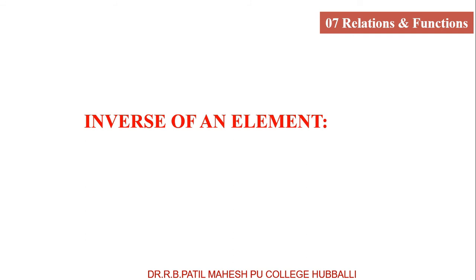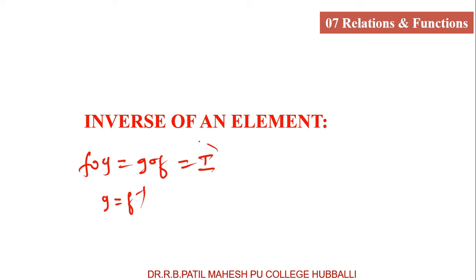After understanding invertible functions, now we will take the inverse of an element. How to find the inverse of an element? If f composition g and g composition f are equal to the identity function, definitely g is the inverse of f. No doubt, we just discussed this.